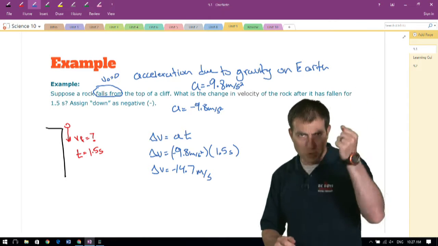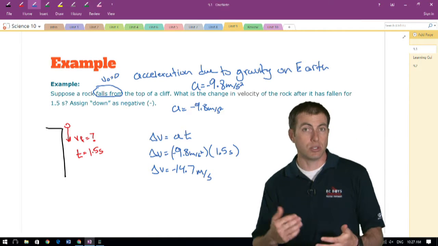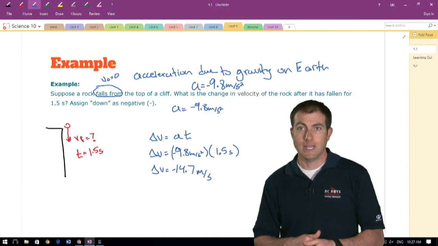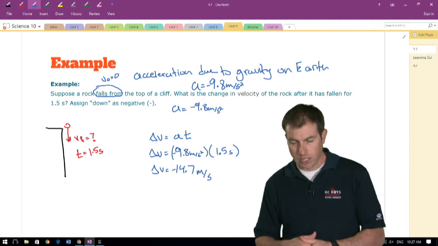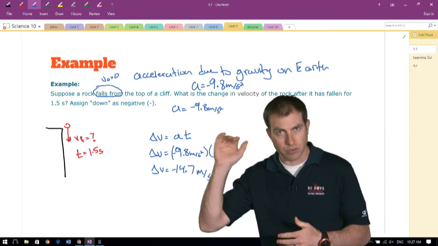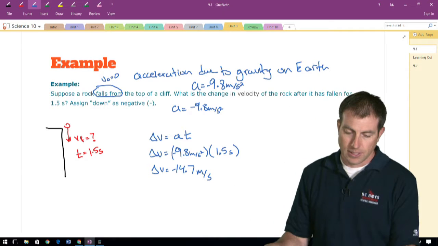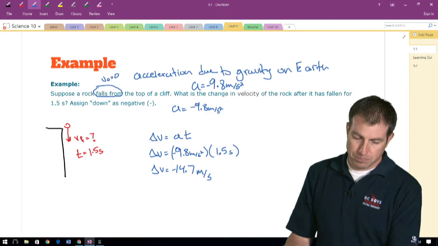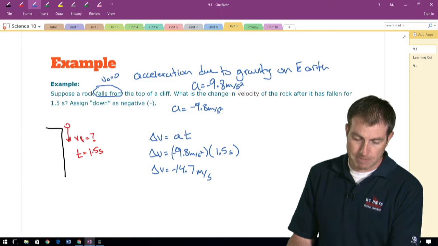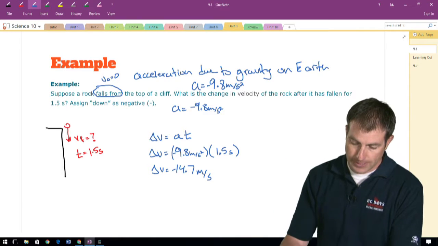It could be you. I could throw you, not throw you. You could fall off a cliff. After 1.5 seconds, you'd be traveling 14.7 meters per second. It could be a car. It could be a calculator. It could be a guitar. It could be anything. After 1.5 seconds, any object in free fall will go from 0 to negative 14.7 meters per second, which is pretty interesting, I think. So the change in velocity of an object is going to be negative 14.7.